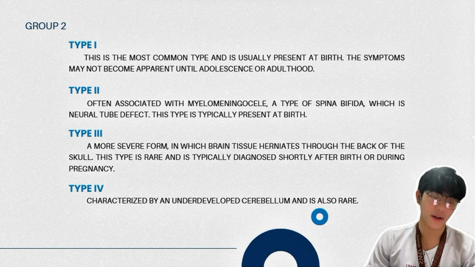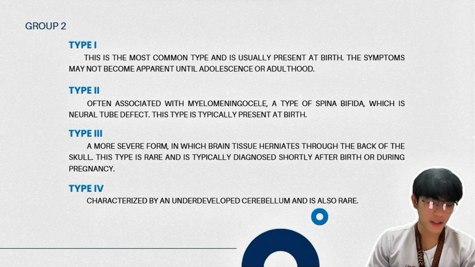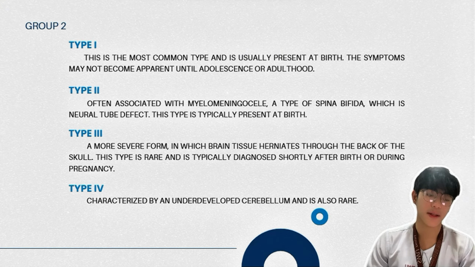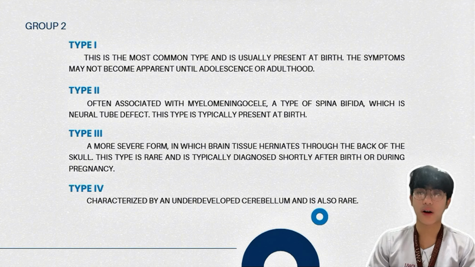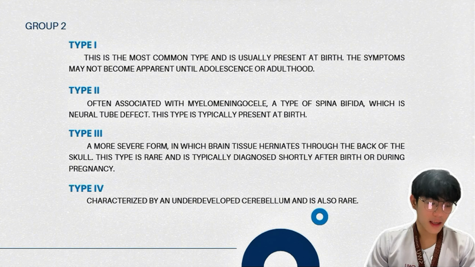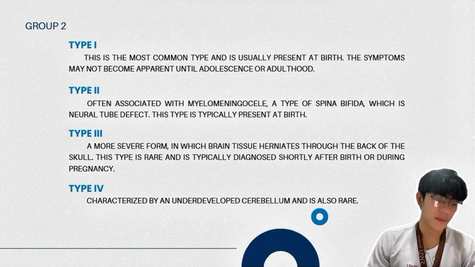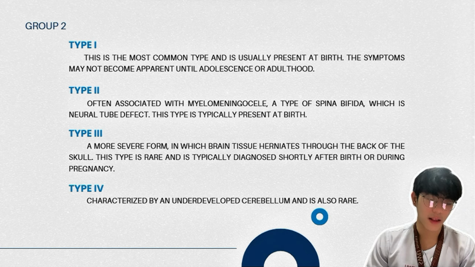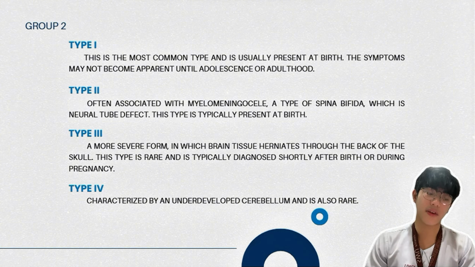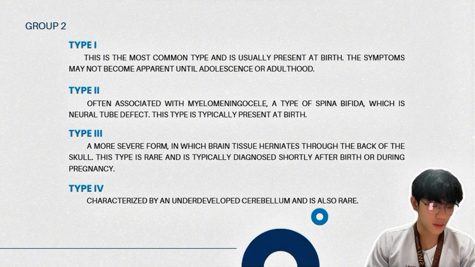Next is the type 2 Chiari. Type 2 Chiari is the herniation of the cerebellar vermis and medulla below the level of the foramen magnum. This type is more serious and is often present at birth, which involves the cerebellum and other parts of the brain pushing into the spinal canal. It can cause more severe symptoms compared to type 1, including problems with movement and development, predominantly seen in patients with myelomeningocele.